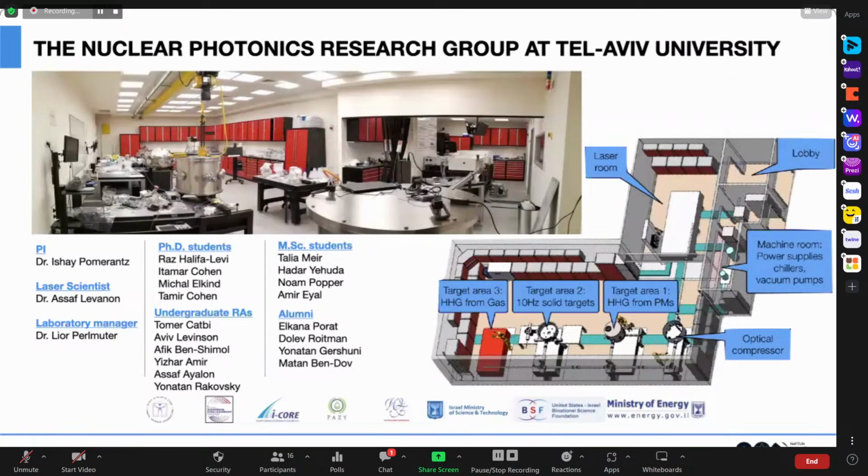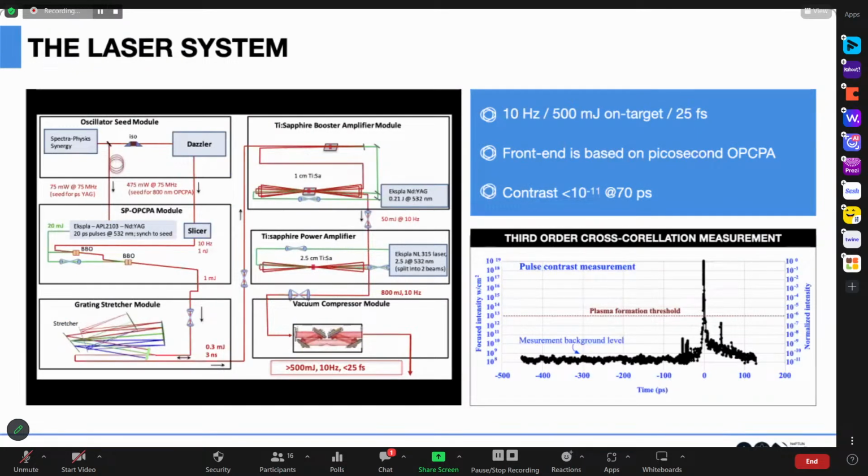The laboratory in Tel Aviv started about 6 years ago. We have a 20 terawatt laser system, 500 microjoule, 25 femtosecond. About 8 graduate students, and we rely a lot on undergrad students' help. The laser is the traditional Ti:sapphire laser, except that the front end is a picosecond OPCPA, which gives us a fantastic contrast of about 10 to the 11 at minus 70 picosecond.